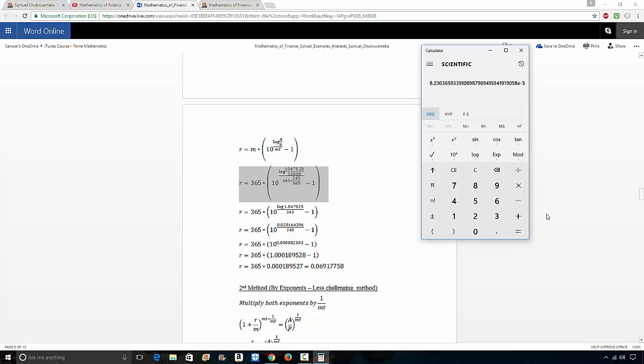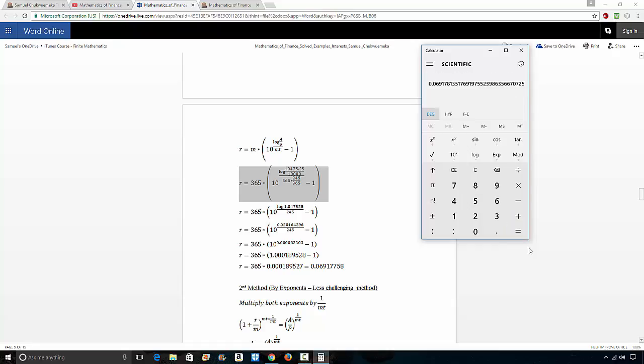Okay. And then I need to do 10 to the power of that, 10 to the power of this. So I just press 10 to the x. That's all I do. I press it, it gives me this. And then I do minus 1. And here I have to do equal to, gives me this. And I multiply this by 365. 365 gives me this.